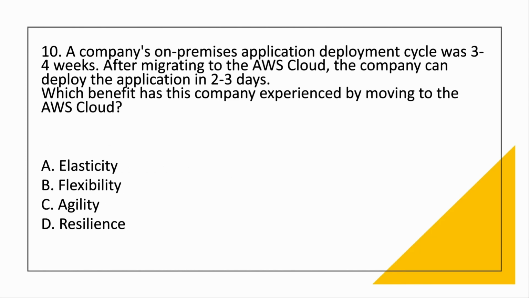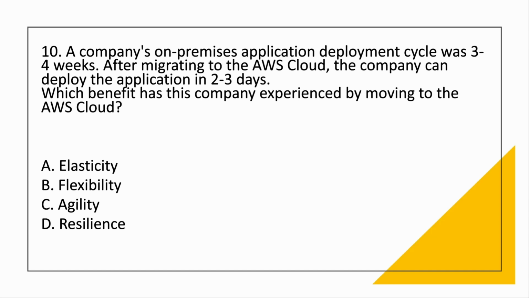Okay, so now coming to the next question: a company's on-premises application deployment cycle was 3 to 4 weeks. After migrating to the AWS cloud, the company can deploy the application in 2 to 3 days. Which benefit has this company experienced by moving to the AWS cloud? Okay, so now let's go for the options. First of all, what is it asking? Earlier, when they had their on-premises application, they used to deploy within 3 to 4 weeks, but now after migrating to the AWS cloud, they can deploy the application easily in 2 to 3 days. Okay, so what benefit did they get?